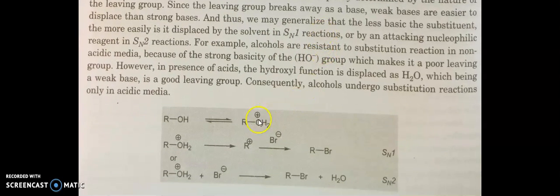So look here, this ROH in equilibrium forms ROH2 plus. Why is there a positive charge? Because here there are three bonds to the oxygen. Now you can see the formation of the carbocation after removing water, and then the nucleophile attacks this center through the SN1 path, forming RBr. And this nucleophile attacking here forms RBr and water. So this path is SN1 and this path is SN2. Why? It depends on the leaving group.